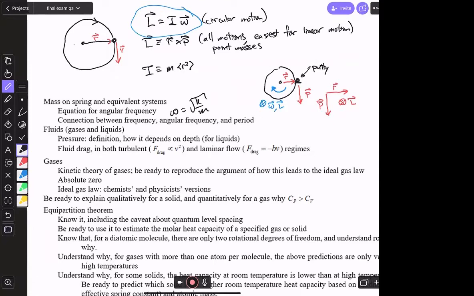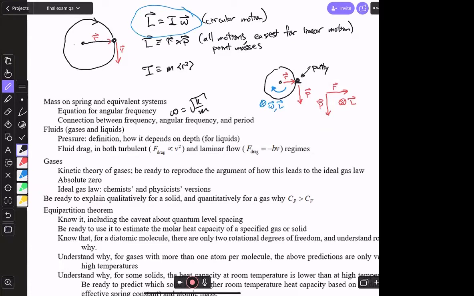Fluids, fluid pressure, and how it depends on depth for liquids. I probably shouldn't have put in for liquids because it actually works the same way for gases. It's a little bit more complicated for gases because especially when you're talking about large distances, the density depends on altitude, whereas for liquids, the density is pretty much fixed.